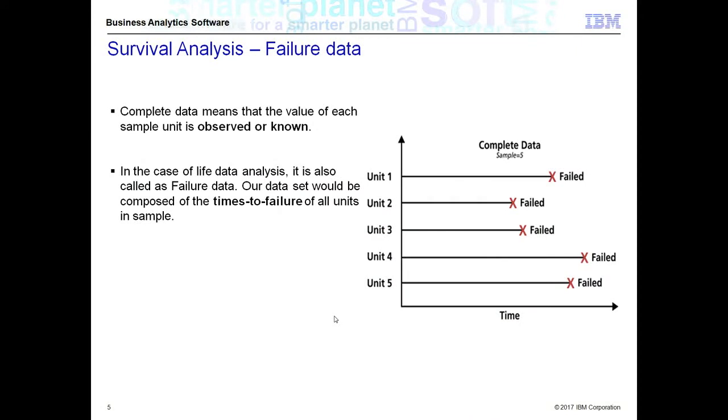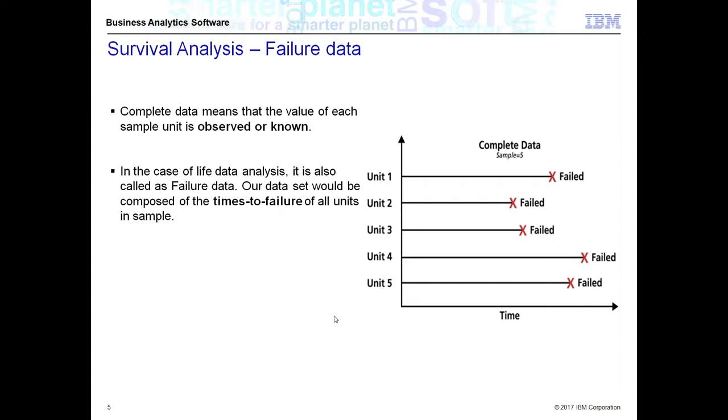The data type in survival analysis can be divided into 4 kinds. The first, I can show you failure data. Before this, I may introduce what is complete data. Complete data means that the value of each sample unit is observed or known. For example, if we had to compute the average test score for a sample of 10 students, complete data would consist of the known score for each student.